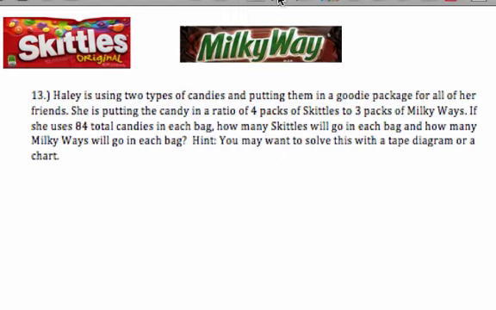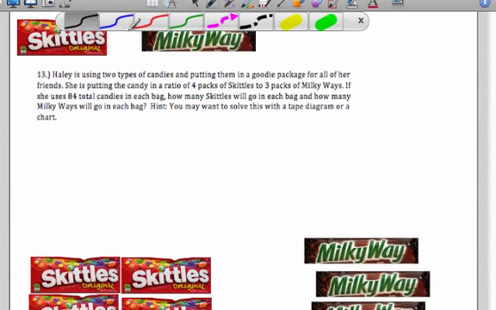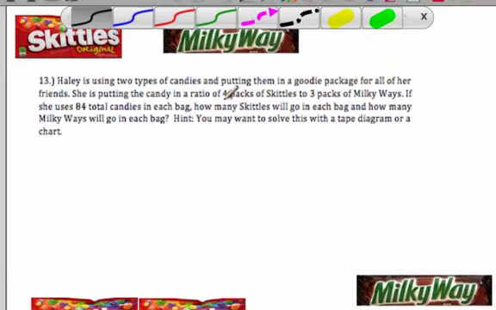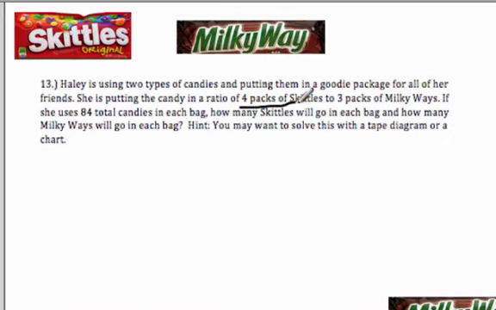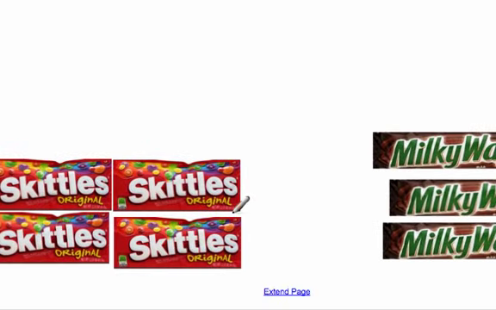Alright, so I'm going to circle the key information here. I think this is key. 4 packs of Skittles and 3 packs of Milky Ways. That's important. I also think it's important that there's 84 total candies. If you look at each goodie bag, they're going in this ratio, right? You get 4 Skittles for every 3 Milky Ways. Right there, there's 7 total candies.